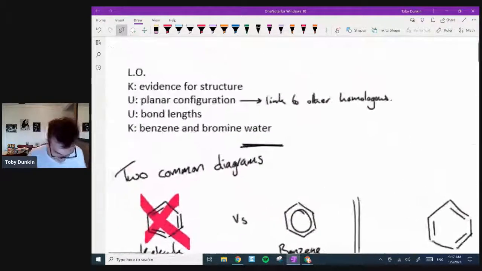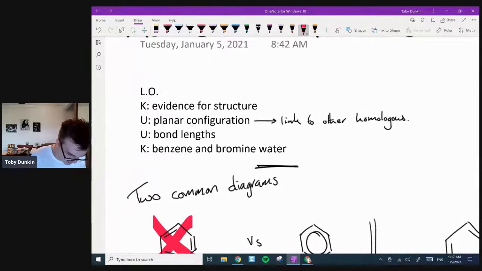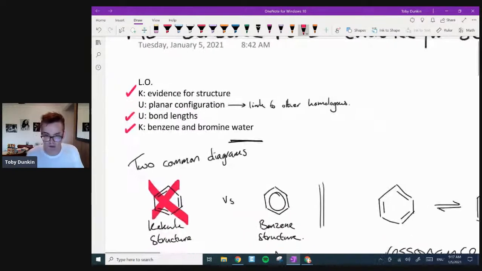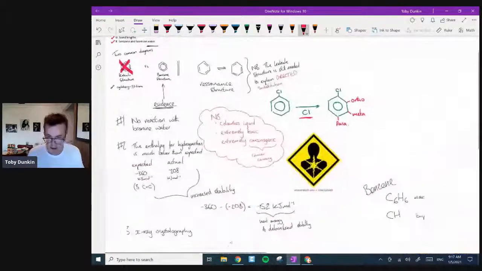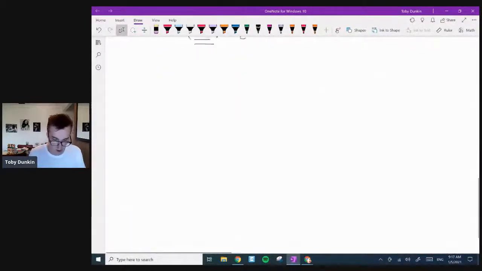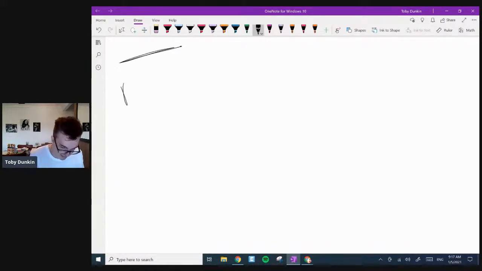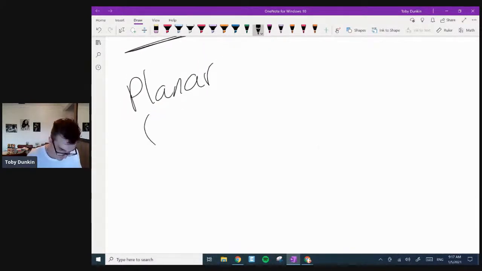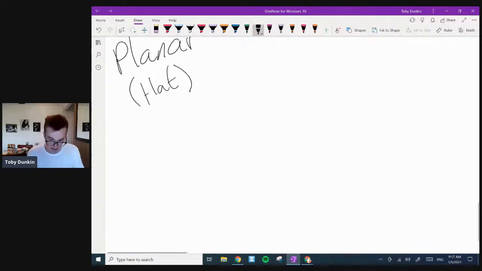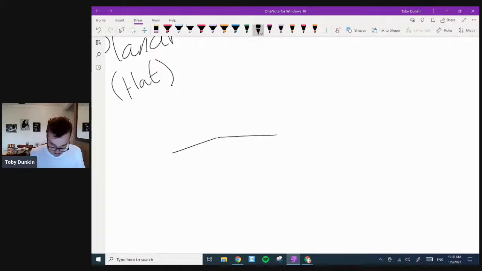Now, at this point, I have covered in my learning objective all the evidence: the bond lengths, benzene and bromine water. I know I've only got 3 minutes left in my lesson, but I just now need to talk about the planar configuration. The word planar in chemistry means flat. And benzene is indeed a flat structure.